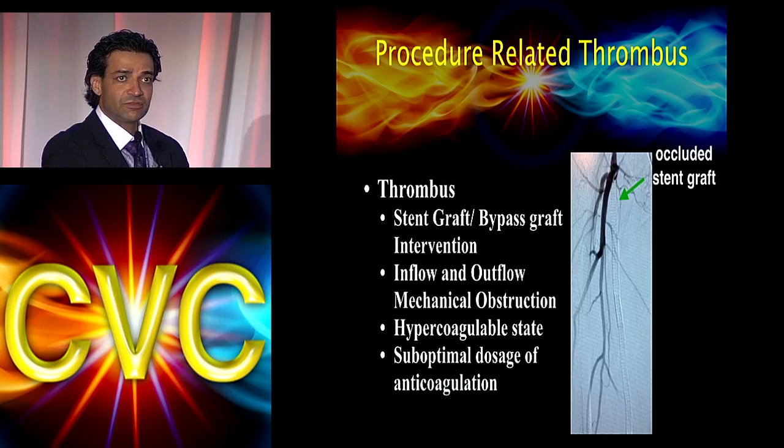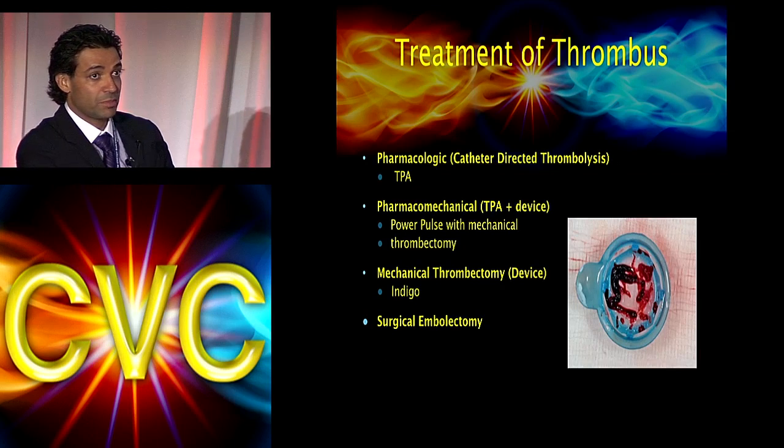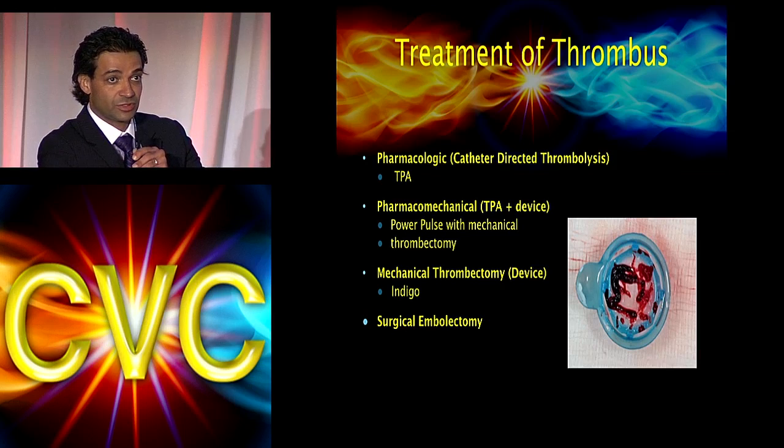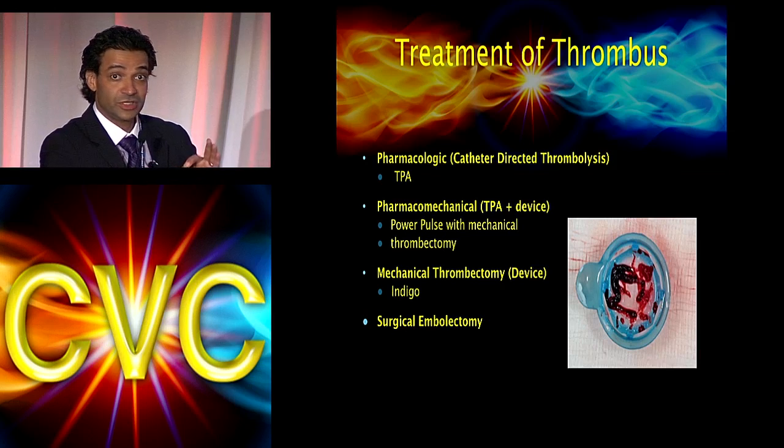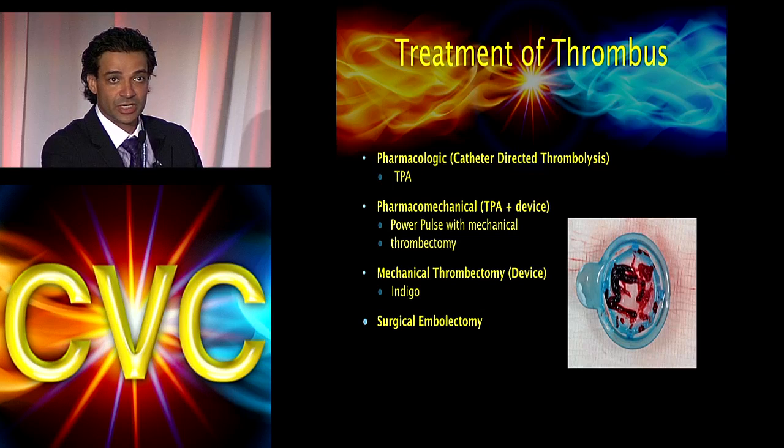They're usually due to either inflow or outflow mechanical obstruction. Sometimes it can be due to a hypercoagulable state and suboptimal dosage of anticoagulation. There are multiple treatment options if you run into this problem. If you have an embolic event from revascularizing one of these lesions and you're pretty sure that it's thrombus, then you can drip thrombolytic medications. You can use a power pulse technique with mechanical thrombectomy, which we've described pretty extensively, and it works pretty well. You can use the Indigo device, the Penumbra device, to aspirate this debris. And you can go to surgical embolectomy as well, which is suboptimal because most of the time you can treat these percutaneously.